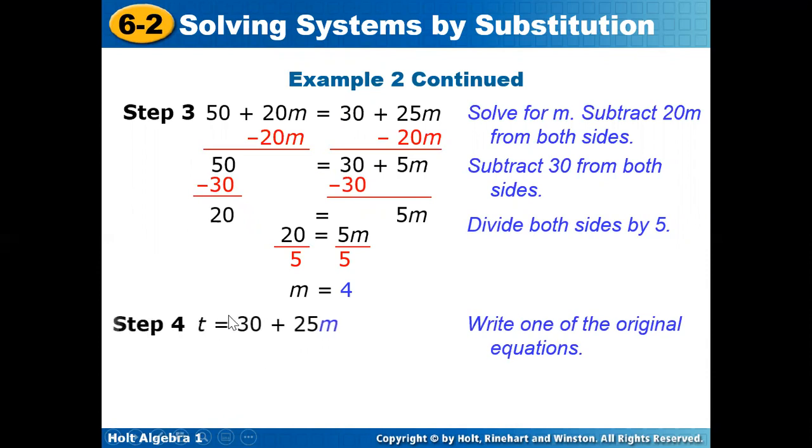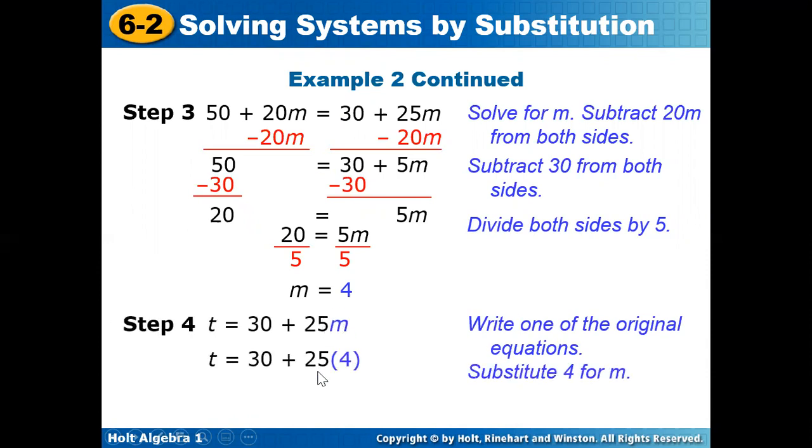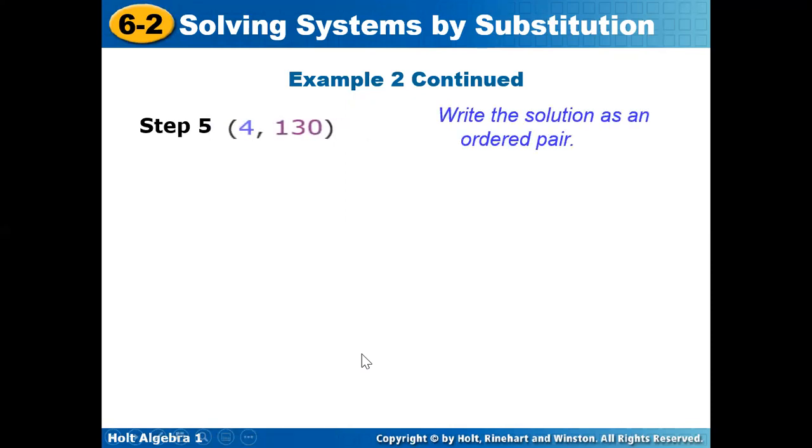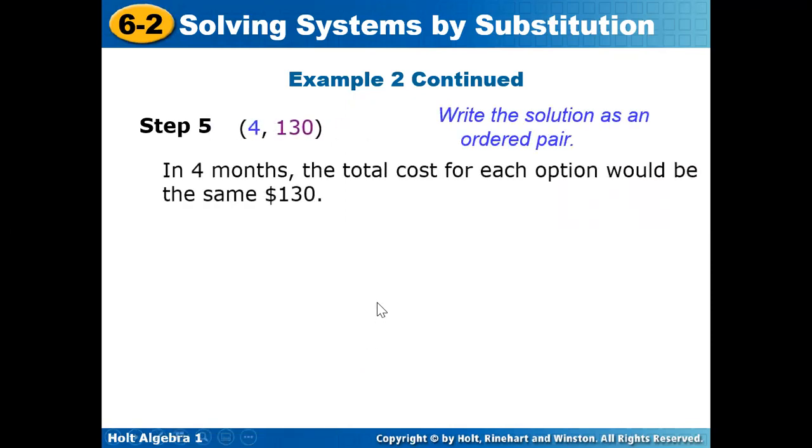Take one of your original equations and substitute that in. Since we know what m is, 25 times 4 is 100 plus 30. So T is equal to $130. So after 4 months, the cost will be the same, and that will be $130.